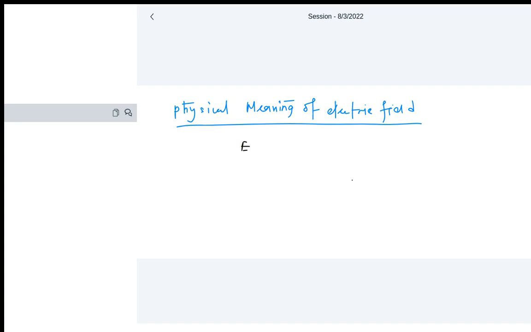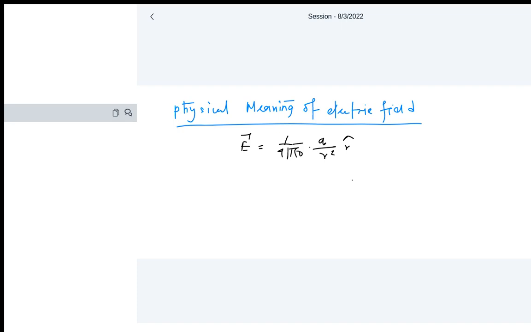As the electric field expression for a point charge is 1 upon 4 pi epsilon naught upon r square r cap. So it means electric field is a vector quantity, and this field varies from point to point, and it is determined by the configuration of source charge. Source charge configuration is very important.